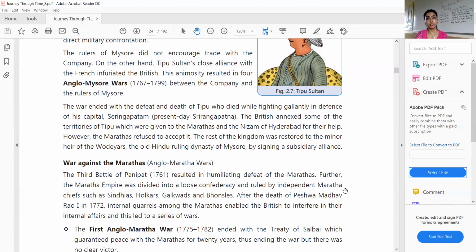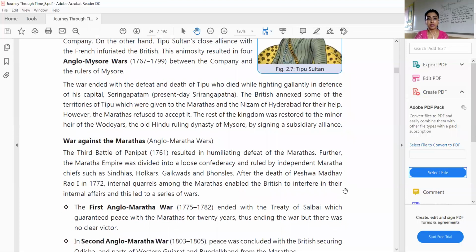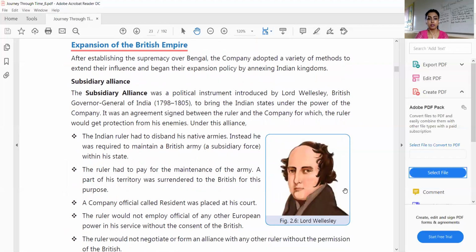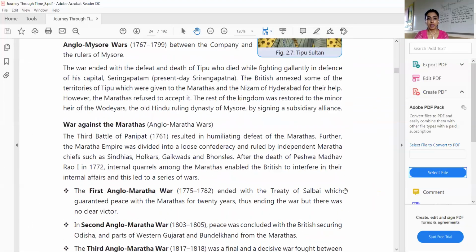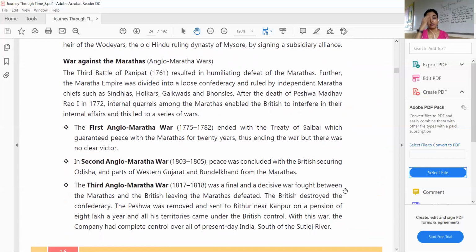The first Anglo-Maratha War ended in peace through the Treaty of Salbai. In the second Anglo-Maratha War, the British captured almost all the territories that were under the Marathas, like Orissa, the western part of Gujarat, and Bundelkhand. And in the third Anglo-Maratha War, the final war, the Marathas got defeated, and the Peshwa of the Marathas was removed from his position. He was sent to Bithur with a pension of 8 lakhs a year, and through this the British were able to establish their control over almost all parts of India.